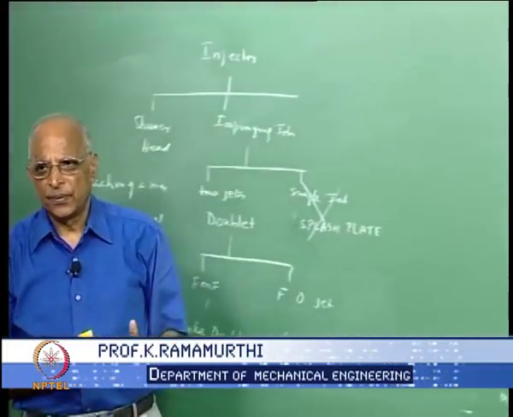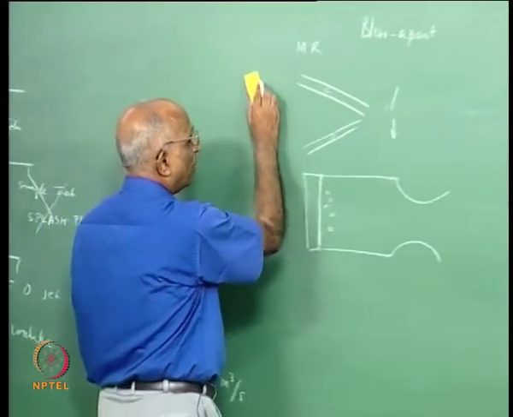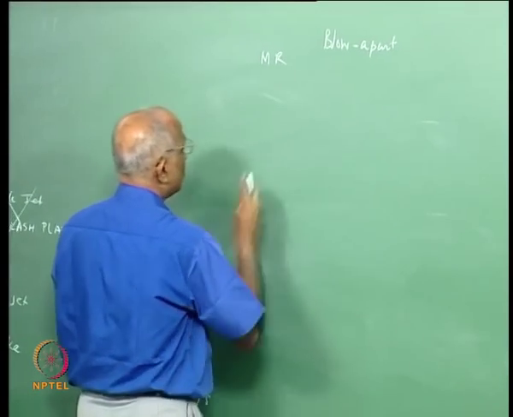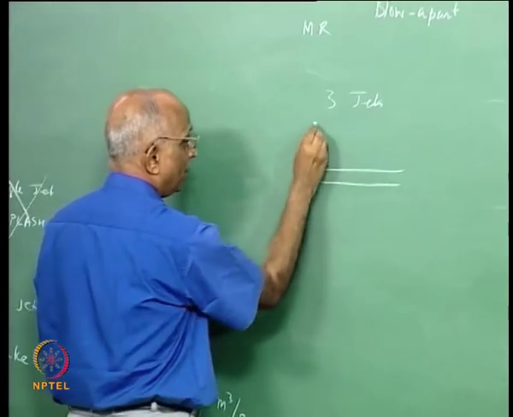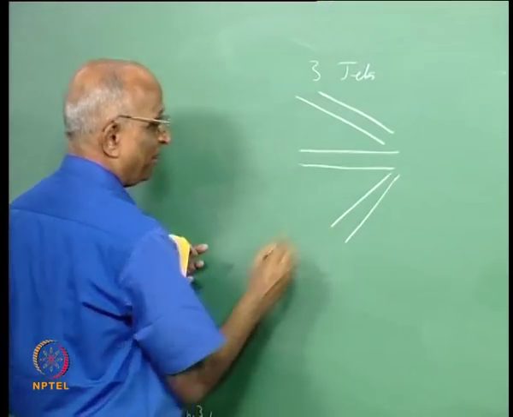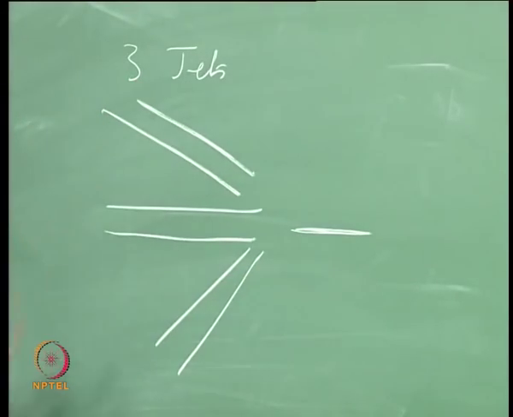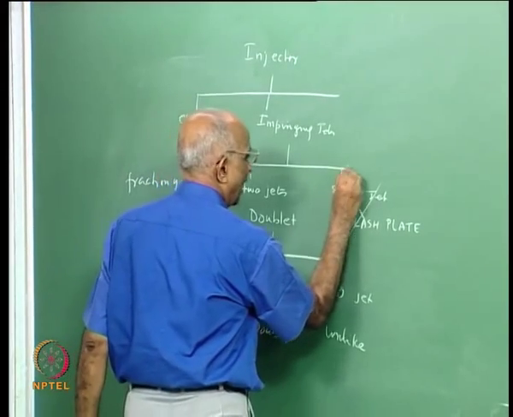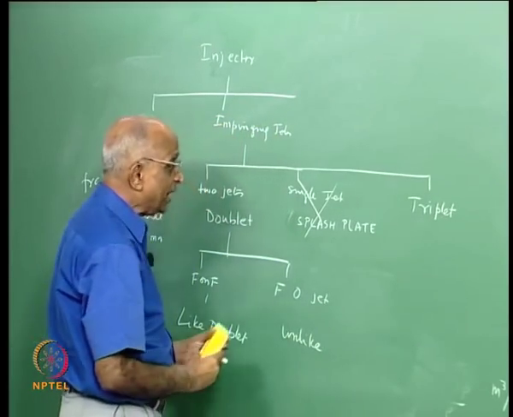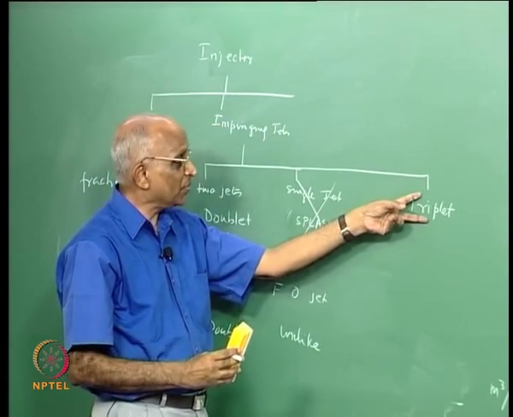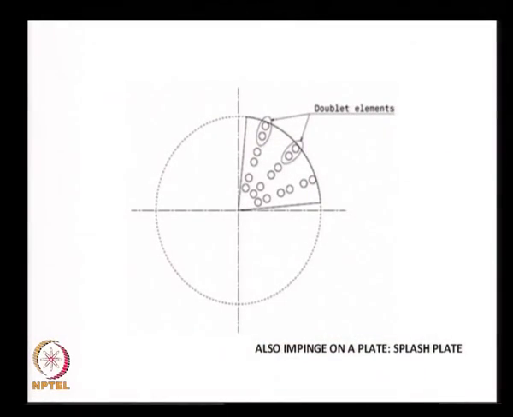This is about doublet. Instead of using two jets, now I tell myself, well, I have a mixture ratio problem in doublet. I can use three jets. What I do is, I have a central jet, maybe of oxidizer, I have fuel jets coming over here, and now I have a fan in this particular direction, and I can use three jets, in which case the injector is known as triplet, three jets. This is again very widely used in the industry, because I have a stable fan which is formed, and let us take a configuration of a triplet.